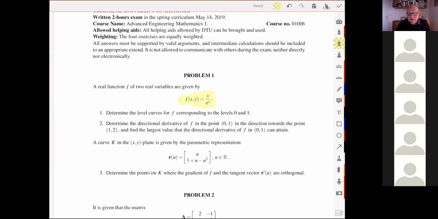But the first problem, we have a function. See here, it's y divided by the exponential function of x. And you know the exponential function of x is never 0, so that's okay. So it's in fact valid all over the R2 plane. And the first question is, we should determine the level curves corresponding to the levels 0 and 1.